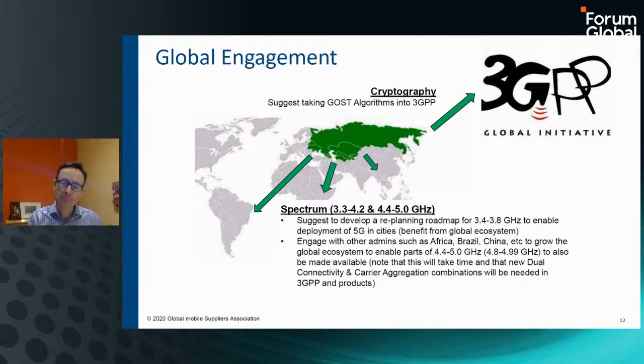the global ecosystem? On the 4.4 to 5 gigahertz range, and particularly 4.8 to 4.99 gigahertz, how about we also make that available to generate the economies of scale and the global scale? Let's work with like-minded administrations in Brazil, China, Africa, etc., to grow that market. We should not underestimate the challenges of that. There are specific dual connectivity and carrier aggregation combinations that are needed. And that takes time and effort. But how about we try and get this band into the market and build up that global momentum? Next slide, please.